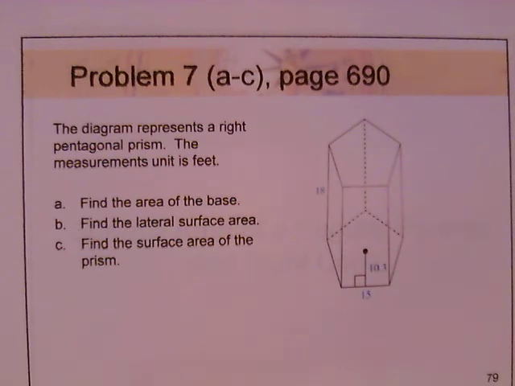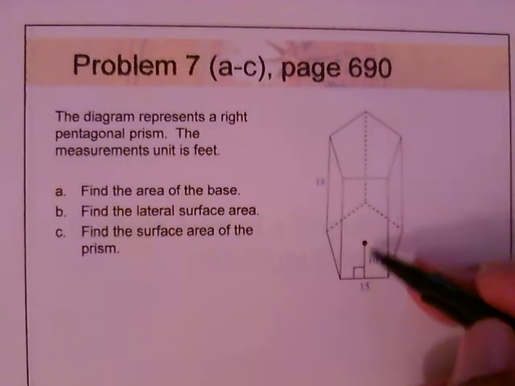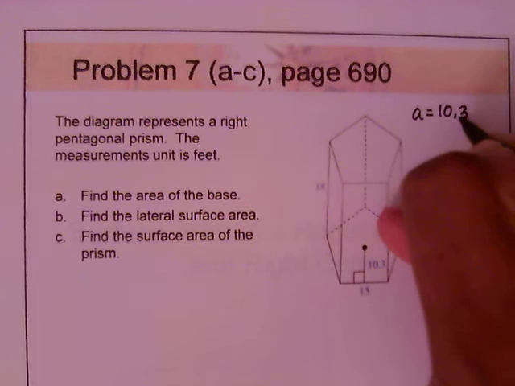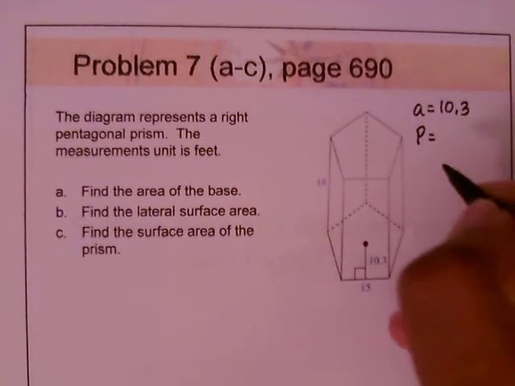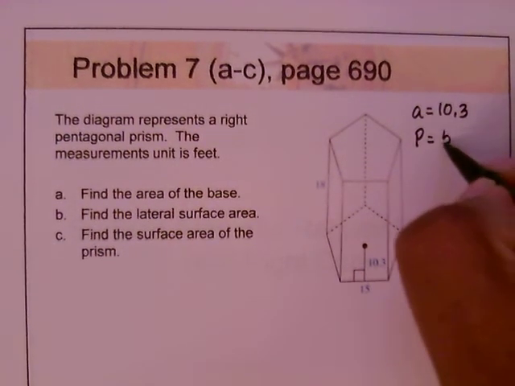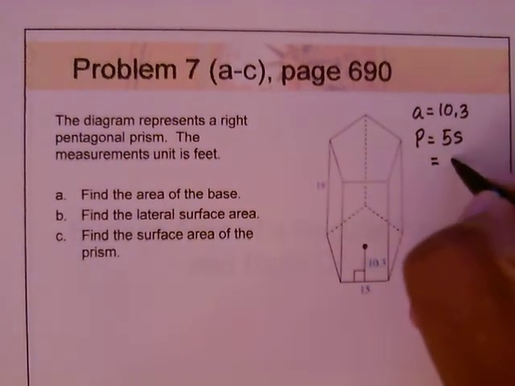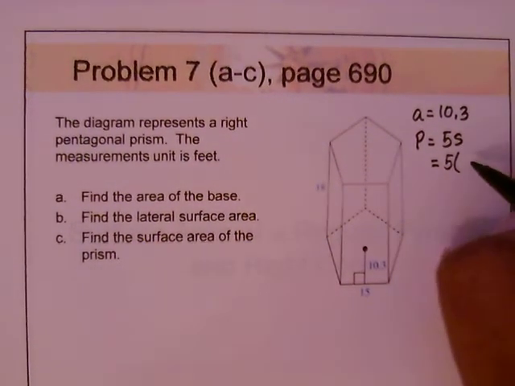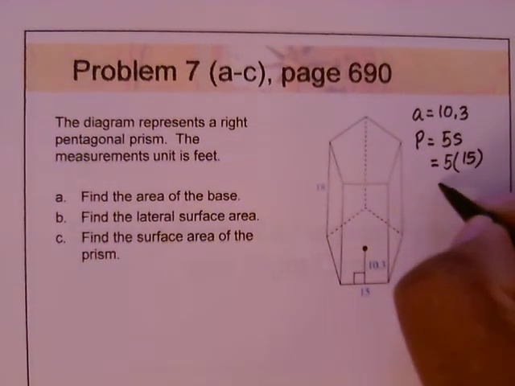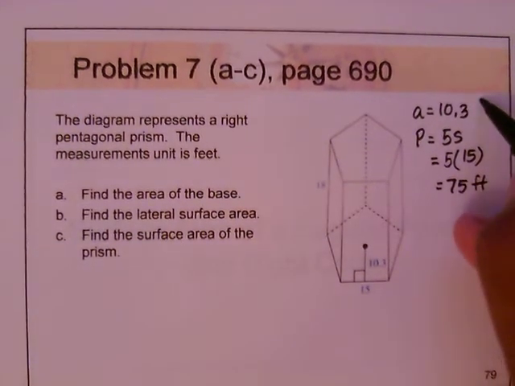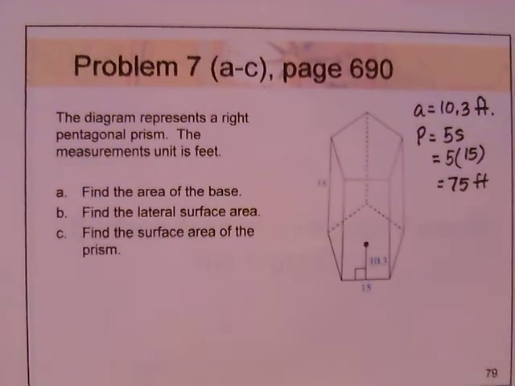Okay, let's identify what we already have. We do have an apothem, that's this down here, 10.3. That's your a. Now we need to find the perimeter. It is a pentagon, so the perimeter would be 5 times s, which in this case is 5 times the length of the side, 15. So 5 times 15 gives me 75, and this is in feet. The apothem is also in feet.